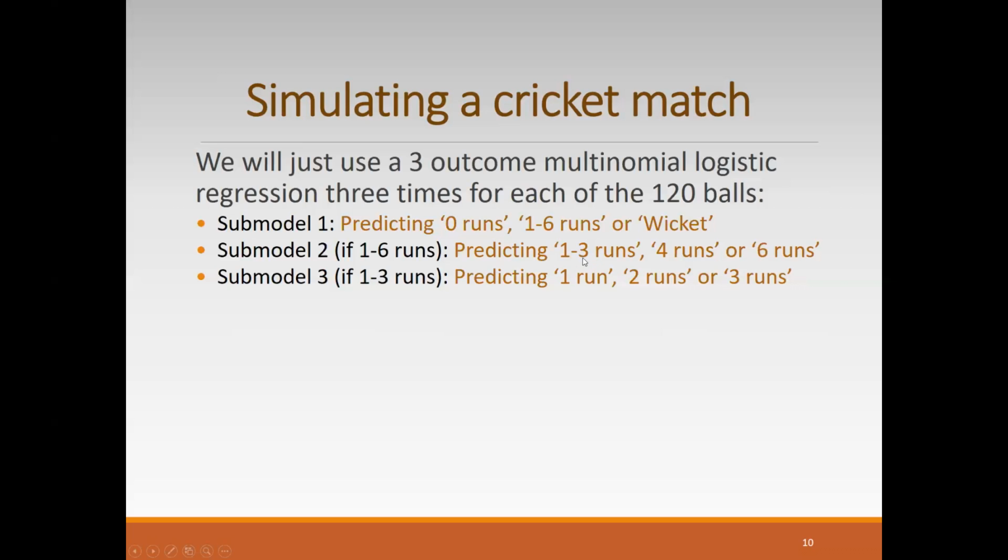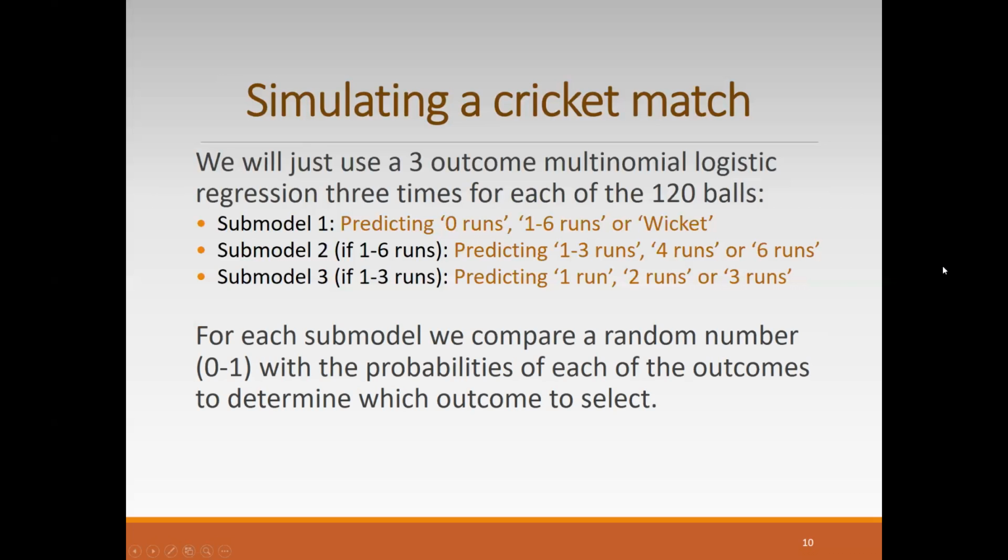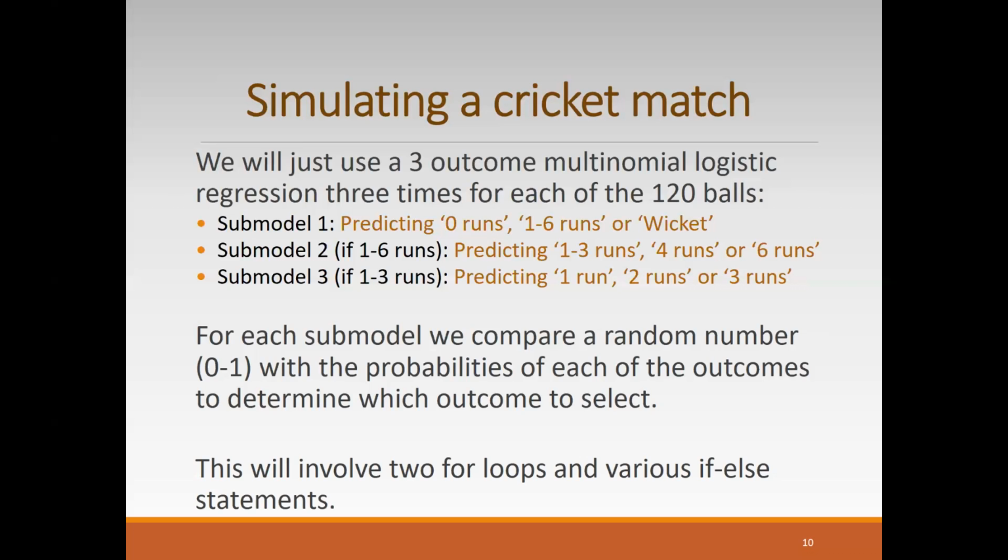And then you get 1 to 3 runs if you've scored the runs by actually running between the 2 wickets with the other batsman. And then the third submodel is used if the 1 to 3 runs outcome was selected from the second model, and then it has these 3 outcomes. So for each submodel, we compare a random number between 0 and 1 with the probabilities of each of the outcomes to determine which outcome to select. So this seems quite general and quite theoretical. It'll become clearer when we actually show you the R code itself.